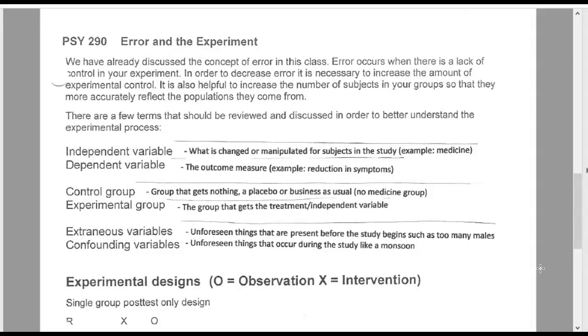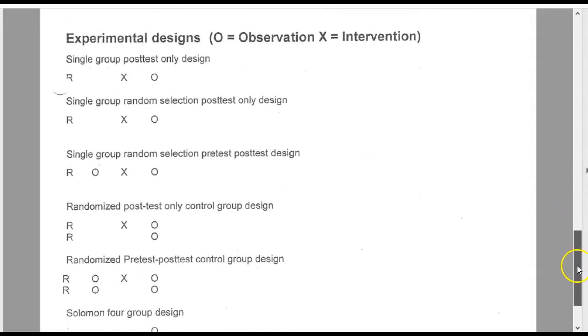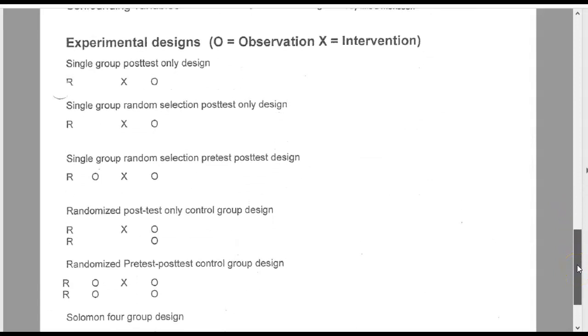Confounding. What if something happens during the study? Same thing, an after-school program. What if a kid falls down and gets hurt and you have to stop the study? It ruins the whole study. That can happen. Experimental designs, we just went over this.